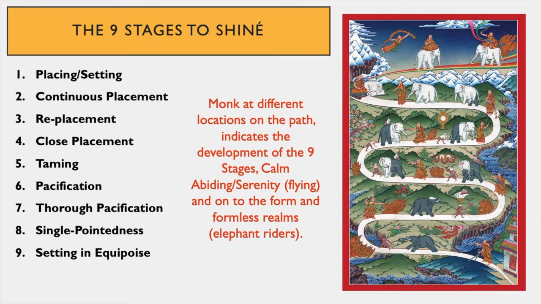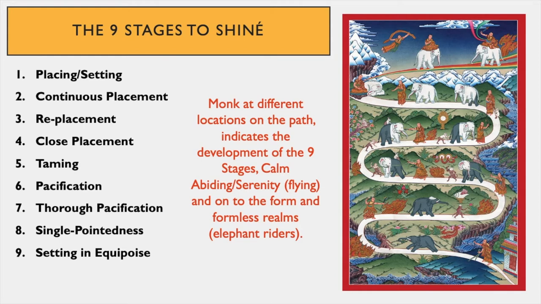So at first you're placing the mind on the meditation object, whether it's the breath, whether it's a visualized image, whether it's the mind itself, whether it's an unanalytical concept, you place the mind and then continuously place the mind and replace the mind. And come closer with your placement, more specific.